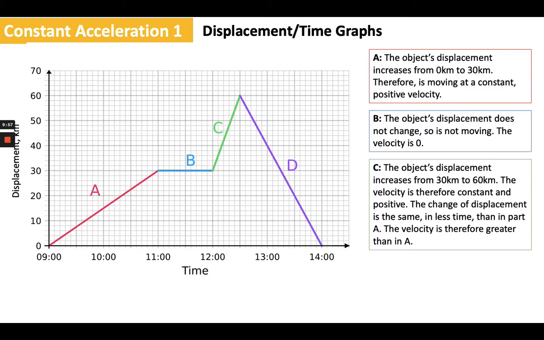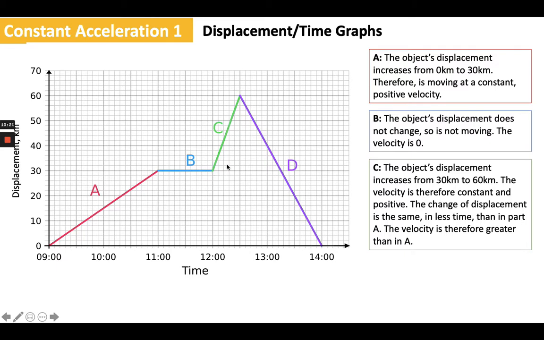Now, lastly, I want to look at part D. In this part, again, I'm interested in the change of the velocity over the time period, and I've got a time period from 12:30 till 2, and that's 1.5 hours. Okay, that's 1.5 hours.